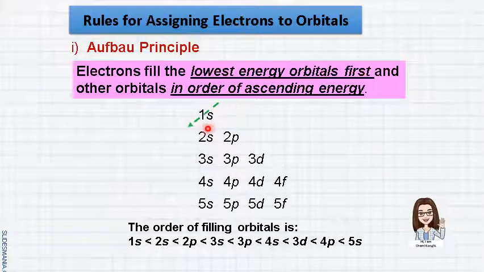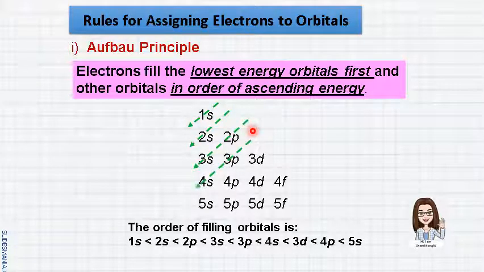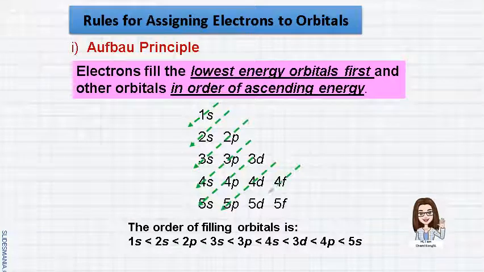We fill in 1s2, like a staircase, followed by 2s2, then 2p6, 3s2, 3p6, 4s2, 3d10, 4p6, 5s2, 4d10, 5p6, 4f14, and then 5d10.